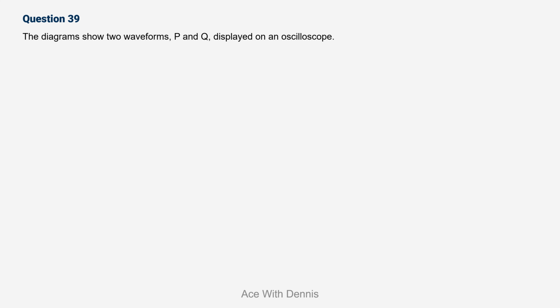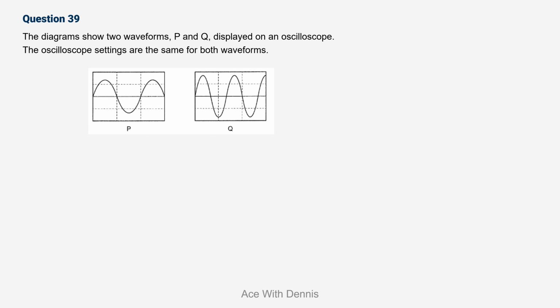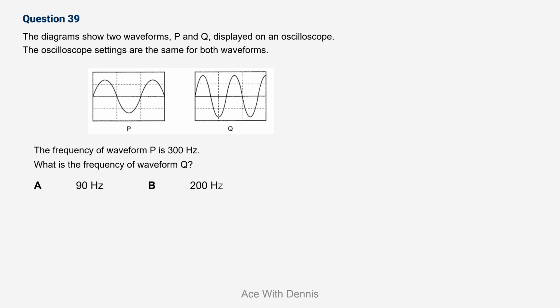Question 39. The diagram shows two waveforms P and Q displayed on an oscilloscope. The oscilloscope settings are the same for both waveforms. So here are the diagrams. The frequency of waveform P is 300 Hz. What is the frequency of waveform Q? A. 90 Hz, B. 200 Hz, C. 450 Hz, or D. 500 Hz.